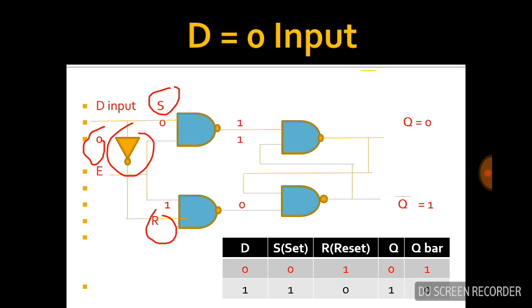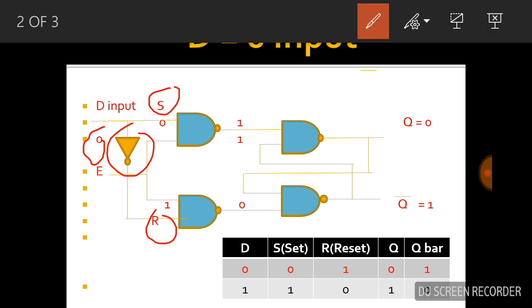If we apply the input D is equal to 0, then this 0 is passed on and passed through the inverter and becomes 1. That means S is equal to 0 and R is equal to 1. In the NAND gate, if any input is 0, then the output is always 1.